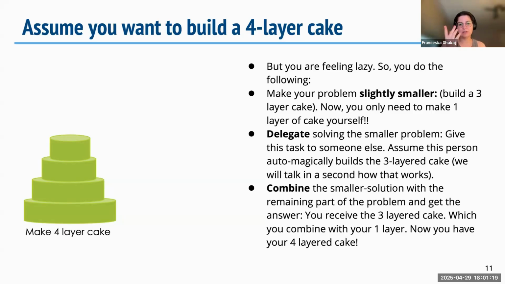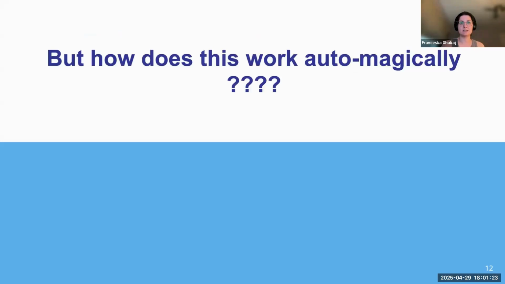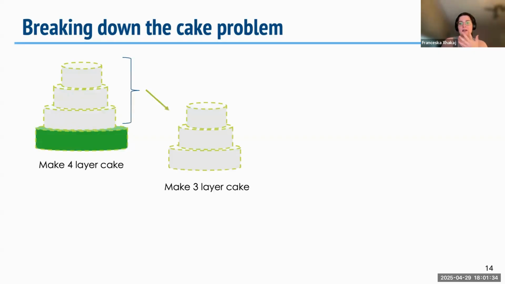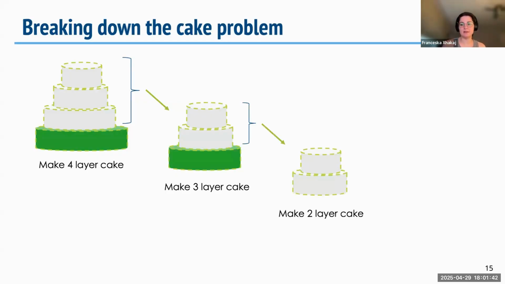The only work that you do is you put it together, and then you're done. Let's look into a little bit how the automagic part actually works, right? So how does this delegation work automatically? Let's say that I was asked to make a 4-layer cake, right? And again, I'm being lazy, so I'm going to do a layer myself and ask my friend to do 3 layers of cake. My friend is also being kind of lazy. So what they're going to do is make 1 layer themselves and give one friend to make 2 layers, right?